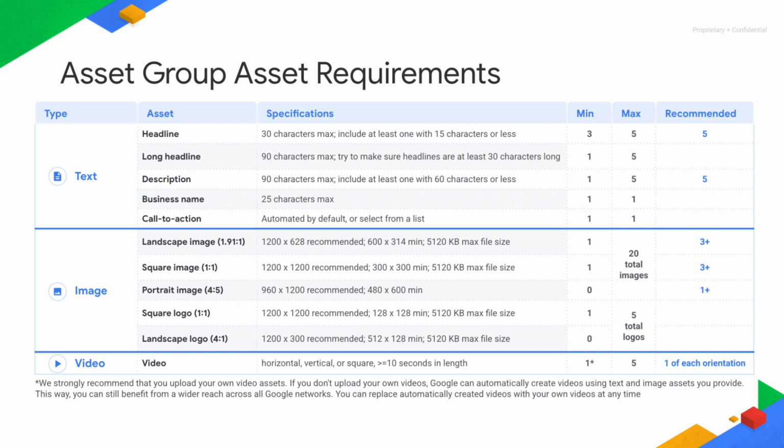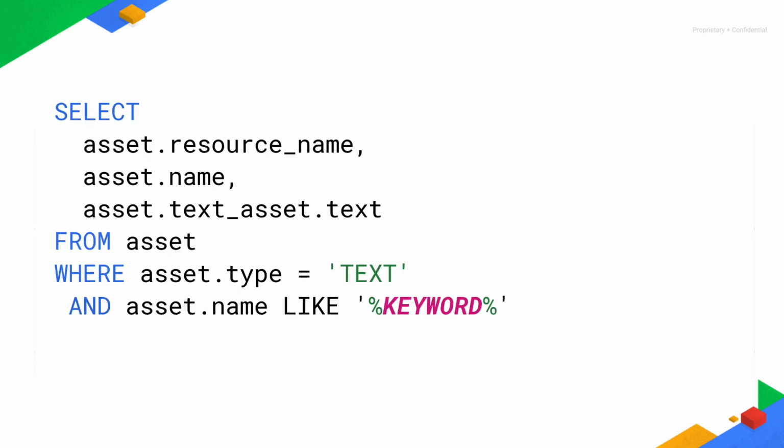I would suggest using a GAQL, or Google Ads Query Language, query that inherently filters to address asset requirements. For example, if you were retrieving existing headlines, you could use something like this. Then check that you're meeting string length requirements. Many of you will prefer to pass text assets into your asset group directly as strings. Not to worry, I'll show you how to do that too.